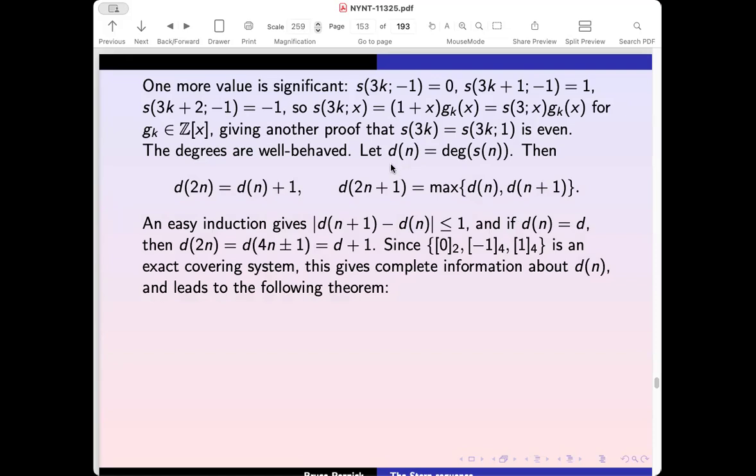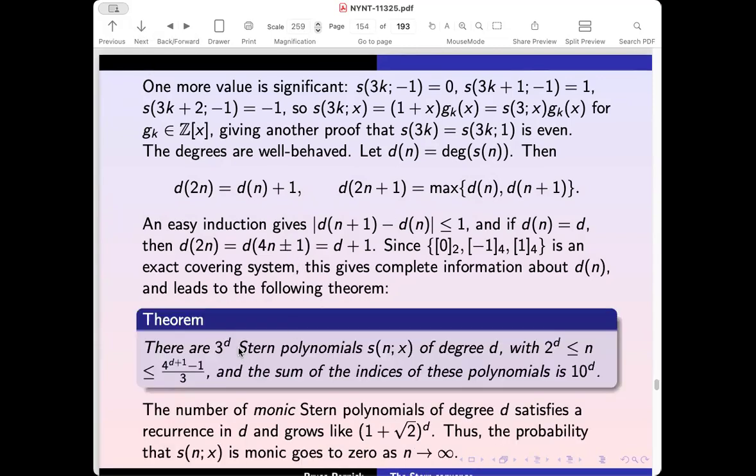The degrees of these polynomials are very well behaved. This equation comes from the recurrence. An easy induction gives you that. So you can construct the set of these Stern polynomials that have degree d. There are 3 to the d Stern polynomials of degree d. A third of them have even degree, 2/3 have odd degree, which might sound crazy, but adding it up, it becomes infinite.